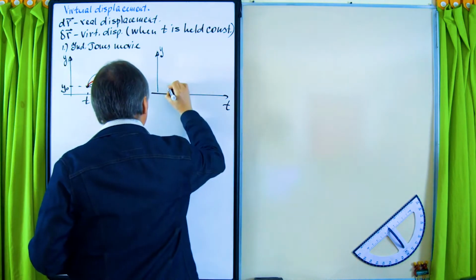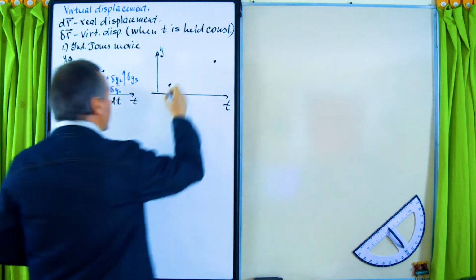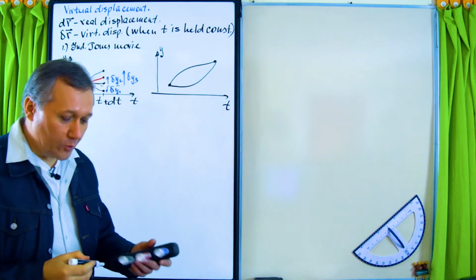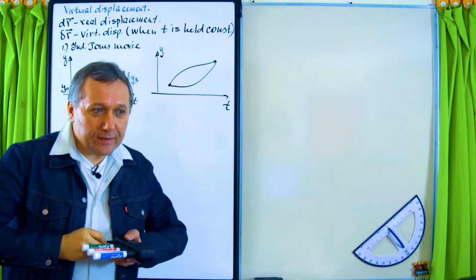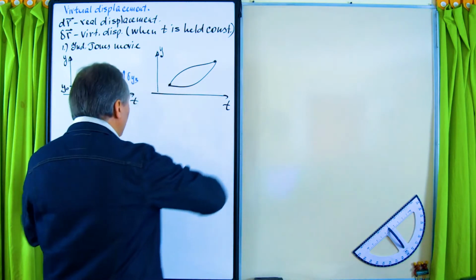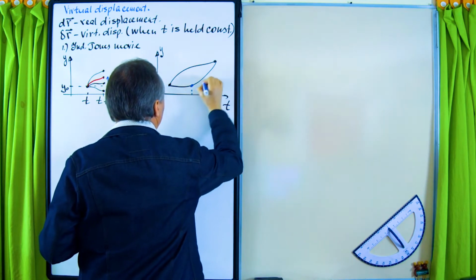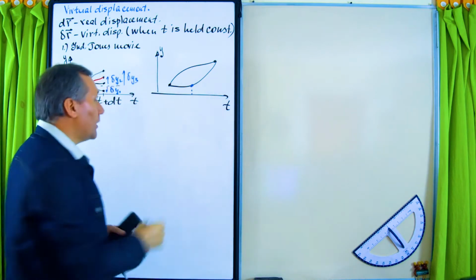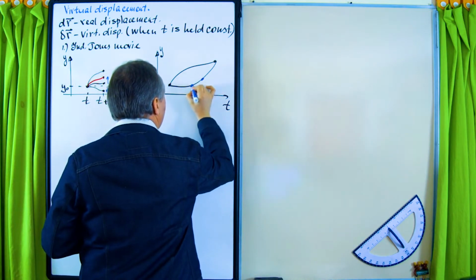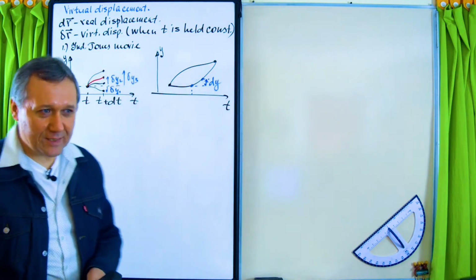Let me draw something like this. So let's say the first and the second, two different lifelines. Now, what does real displacement do with the system? Real displacement moves the system. Let's say originally the system was here, and the real displacement moves the system along a certain lifeline. So, for example, from here it will move to there, and this will be the real displacement, dy.